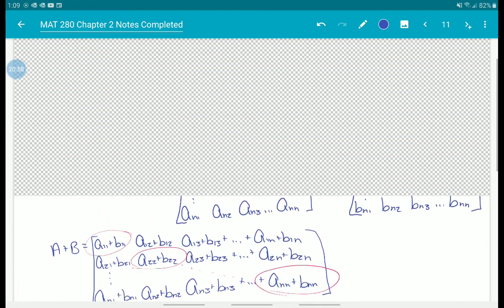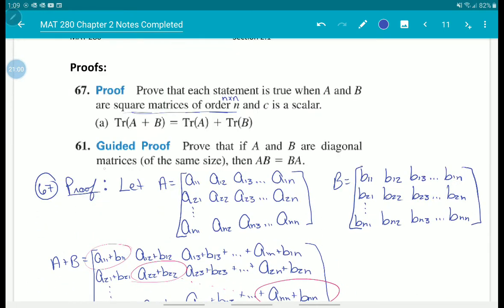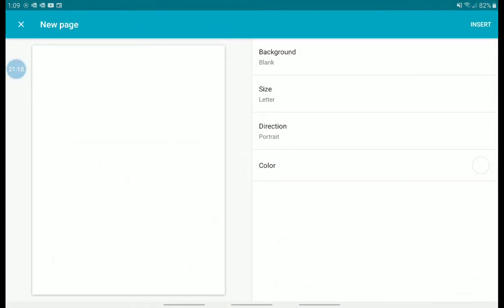That second proof, we want to prove that if A and B are diagonal matrices of the same size, then AB is equal to BA. So we showed this for 2x2s, but now we want to show it for any size matrix. So we're going to have to go a little bit bigger, think a little bit broader here.